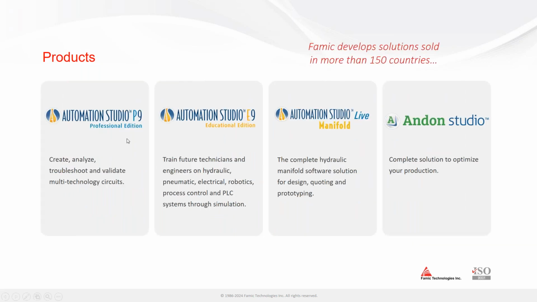We have 4 products. One is Automation Studio Professional Edition, Automation Studio Educational Edition, Automation Studio Live Manifold, and Undone Studio. The Automation Studio Professional Edition is mainly used to create, analyze, troubleshoot, and validate multi-technology circuits from an industry point of view. The Educational Edition is used to train future technicians and engineers on hydraulic, pneumatic, electrical, robotics, process control, and PLC systems through simulation. Automation Studio Live Manifold is a complete hydraulic manifold software solution for design, coding, and prototyping. And Undone Studio is mainly focused on Industry 4.0.